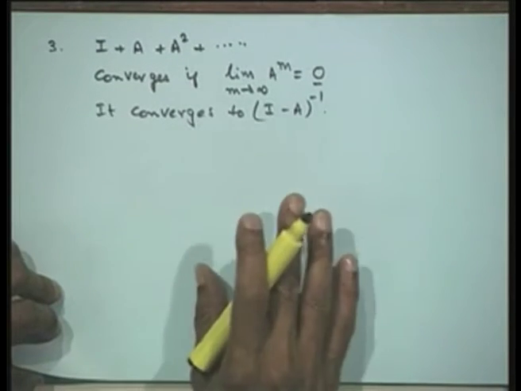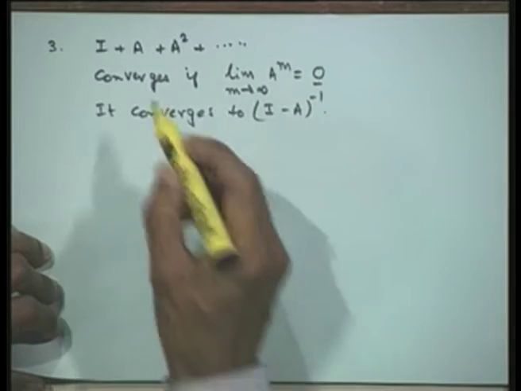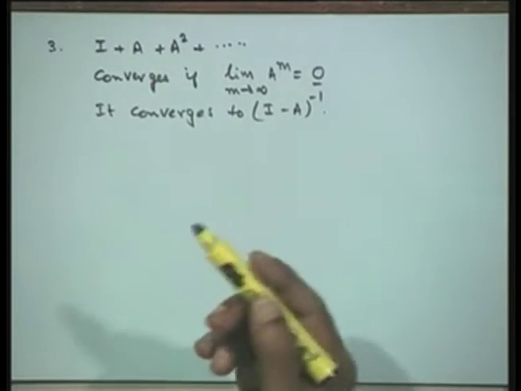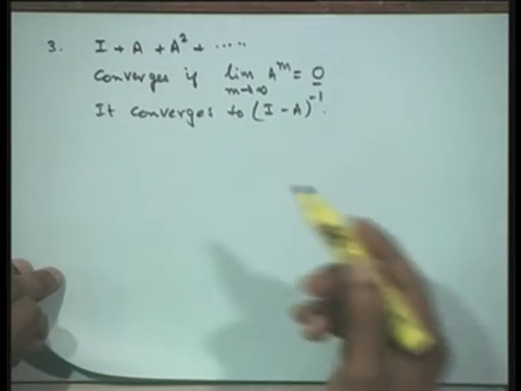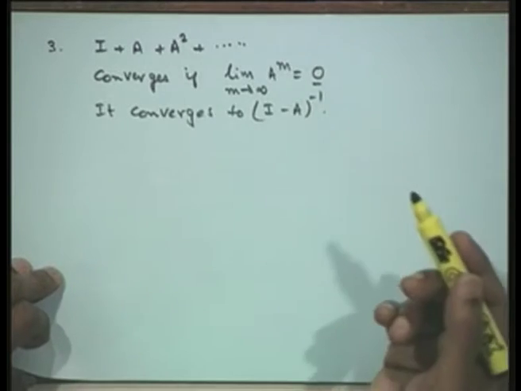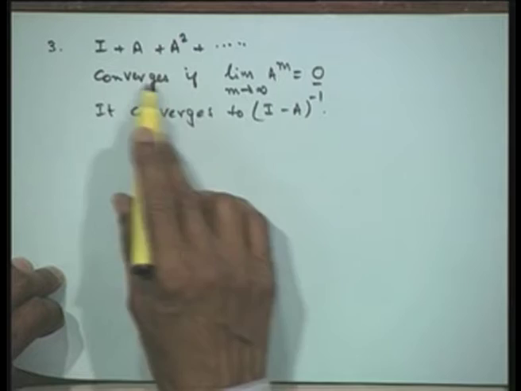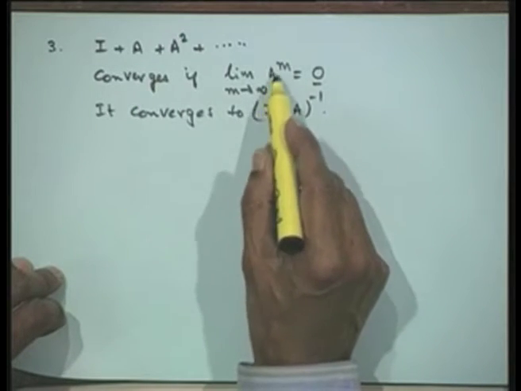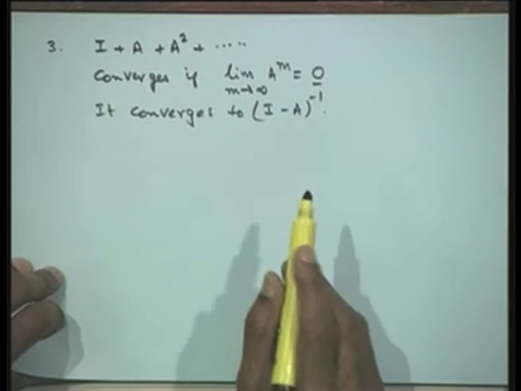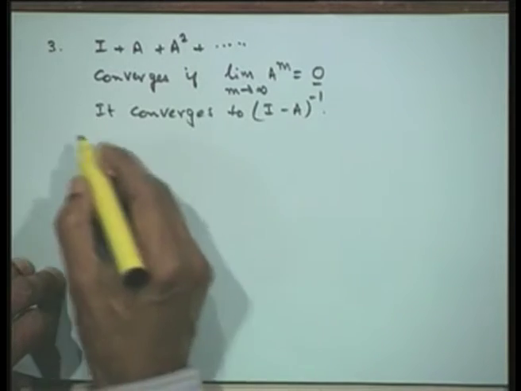You may think this is very similar to the binomial series. If you have a binomial series 1 plus x plus x square and so on, we know that it converges if magnitude of x is less than 1, and it will converge to 1 minus x to the power of minus 1, or 1 upon 1 minus x. So a result very similar to that holds if limit of A to the power of m is null. Now let us prove this. This is just one line.